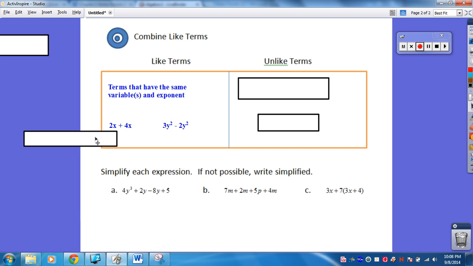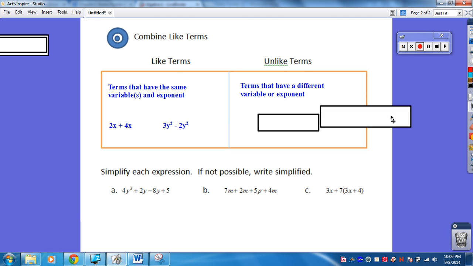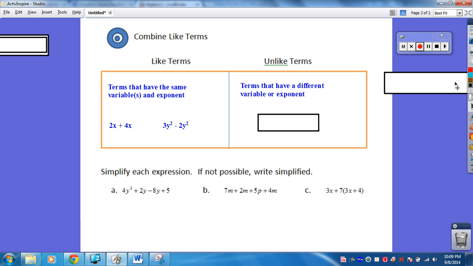Okay, so here's a couple examples. 2x plus 4x. They both have x's, and they don't have any power here, so they're technically raised to the first power. So same variable, same exponent, we can combine these two. Okay, 3y squared minus 2y squared. Both terms have a y, and the y is raised to the second power. So those would be considered like terms. Unlike terms are terms that have a different variable or a different exponent. So one or the other or both are different from each other.